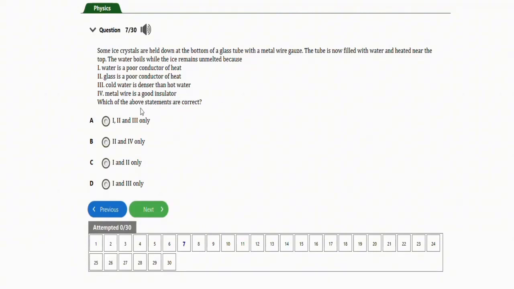So guys, the correct statements here are I, II and III. So correct option is option A. Metal wire is a good conductor and not a good insulator. So correct option is what? Option A. Water is a poor conductor, yes, of heat. Glass is a poor conductor of heat, yes. Cold water is denser than hot water, yes. So the correct option is option A. That's it for this question. Let's go to the next repeated question.